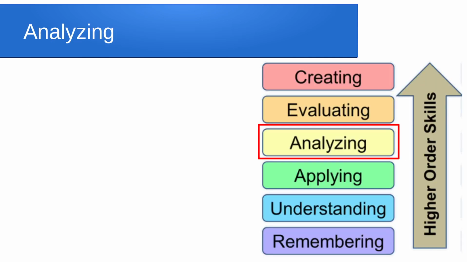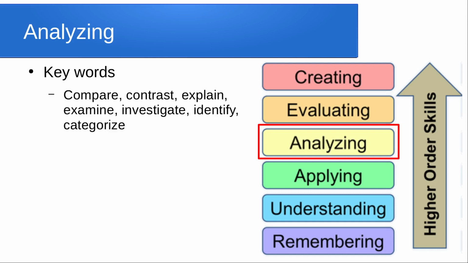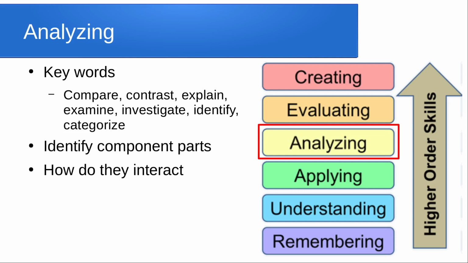But if we move up to level 4 and we get to analyzing, for analyzing, things become a little bit different. So the key words that you would look for, the task verbs, are compare, contrast, explain, examine, investigate, identify, or categorize. One of the things that we do here is we identify the component parts of a complex concept and how those component parts interact. And everything here has to have proper support.